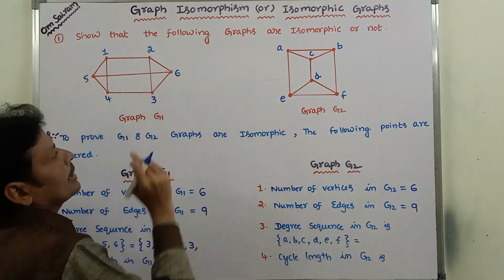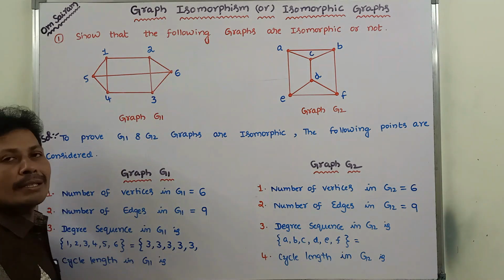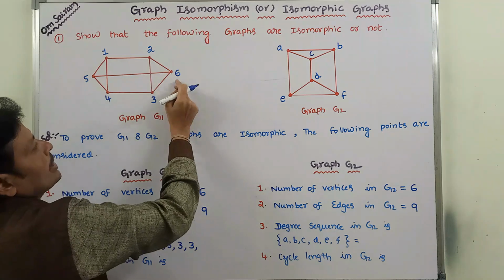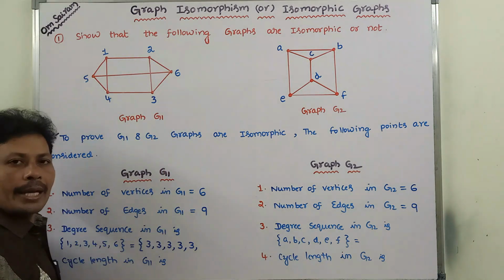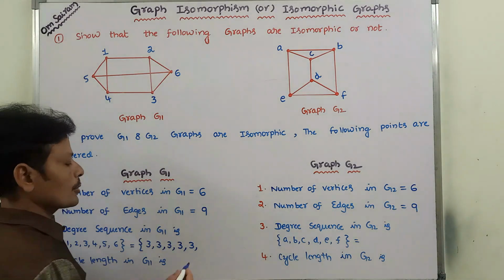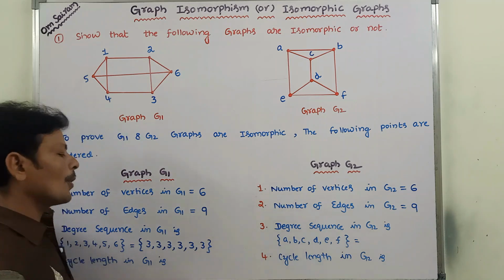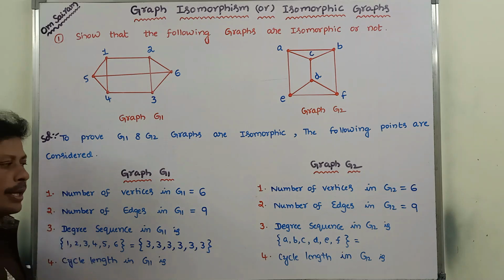Then, what is the degree of vertex 6? How many edges are incident on vertex 6? 6 to 2 is one edge, 6 to 5 is another edge, 6 to 3 is another edge. 3 edges are incident on vertex 6, so the degree of vertex 6 is 3. So all 6 vertices have degree 3 in graph G1.